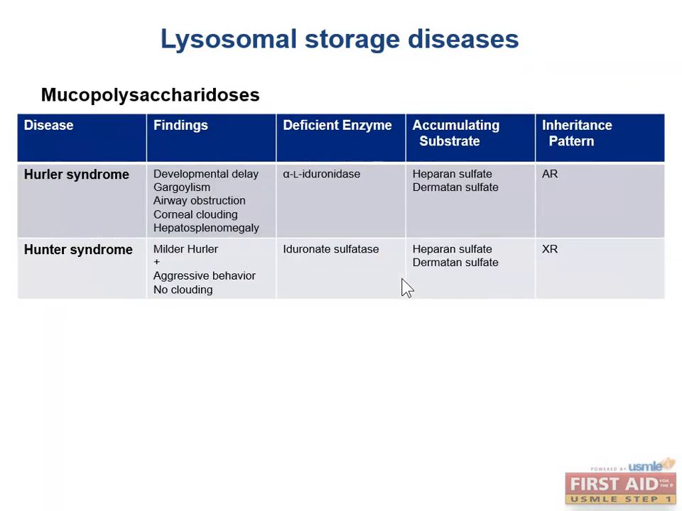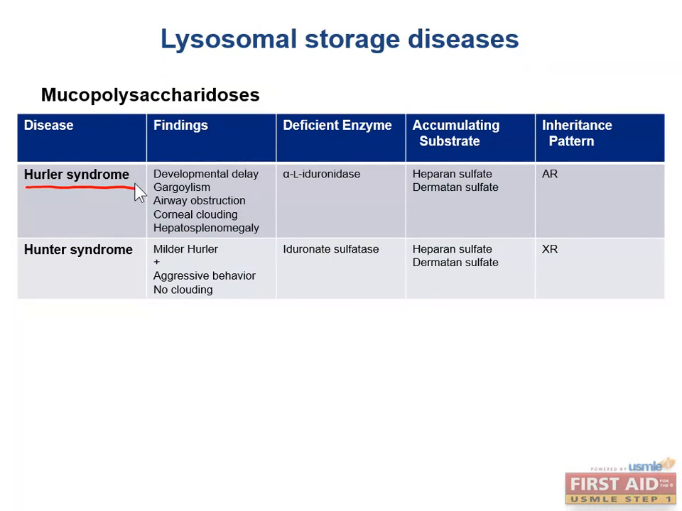The mucopolysaccharidoses can be classified into two different yet similar disorders. Hurler syndrome is due to alpha-L-iduronidase deficiency, which is going to lead to the accumulation of heparan sulfate and dermatan sulfate. Hurler is going to be the more severe of the two mucopolysaccharidoses. So if you're ever diagnosed with this disease, you'll probably want to hurl.